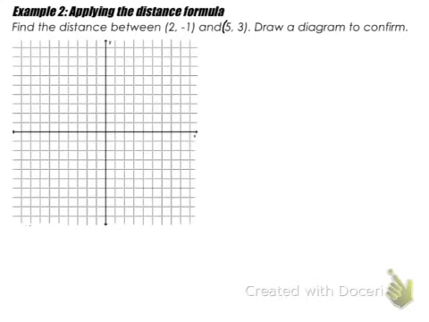In the second example, we're going to apply the distance formula. We have to find the distance between (2, -1) and (5, 3). So since we're trying to find the distance between these 2 points, let's write down the distance formula.